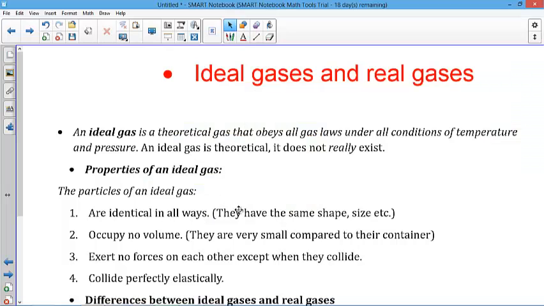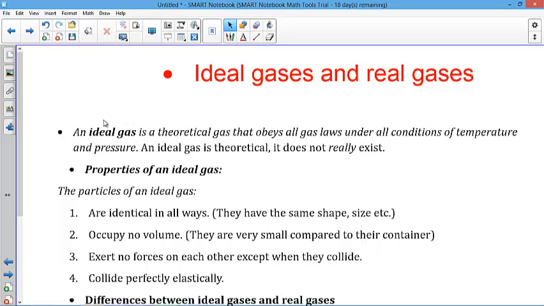To simplify things for ourselves, we make use of an ideal gas. Now let us compare ideal gases and real gases. First, we're going to define what is meant by an ideal gas. An ideal gas is a theoretical gas that obeys all gas laws under all conditions of temperature and pressure. In other words, an ideal gas is a perfect gas that will obey all gas laws, and it doesn't matter what temperature or what pressure you have, it will always obey all gas laws.